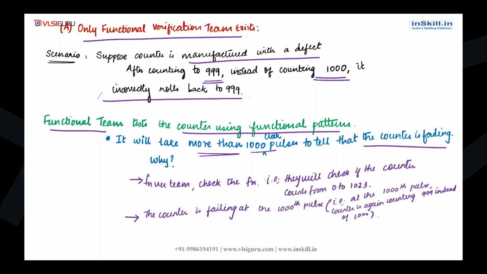So for this itself, 1000 pulses are required. And some more clock pulses will be required for counter initialization and counter observation. Counter initialization means the counter has to be brought to the initial state, and counter observation means the output of the counter has to be taken to some register and the register has to be read. So that's why some more clock pulses are required.